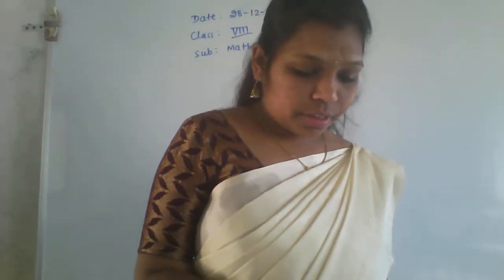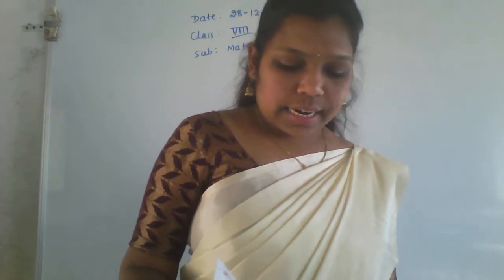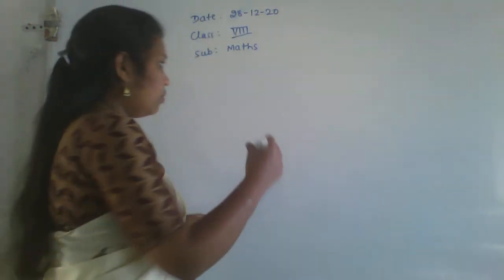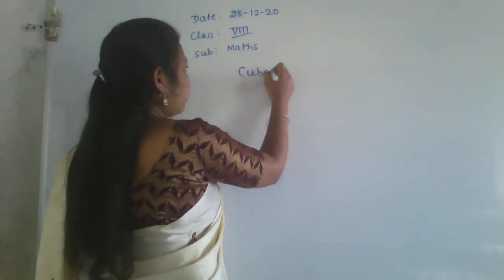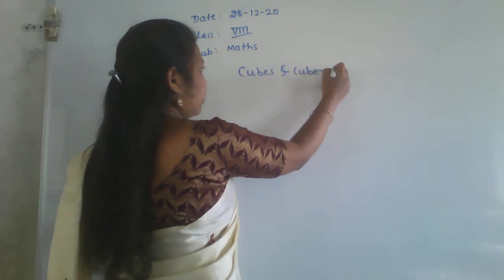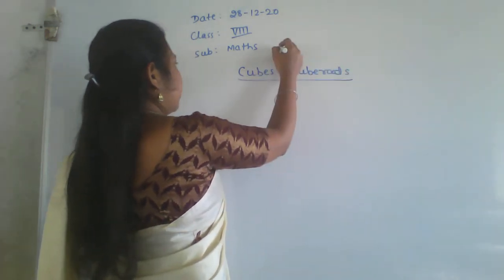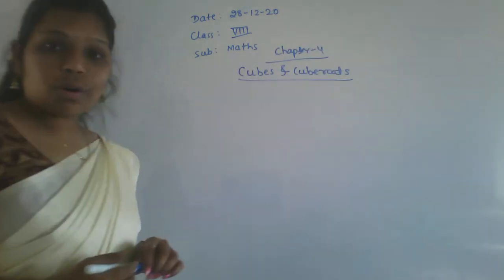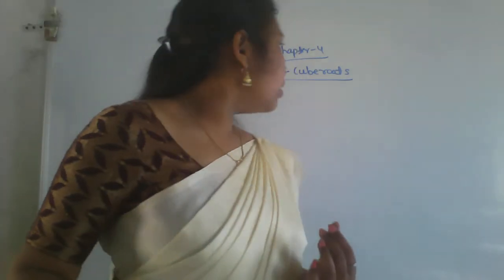So, in the last class, we discussed exercise number 3.4, right? And exercise that one, solve it yourself. I won't solve. Okay, directly we start with the fourth unit, that is the fourth chapter, cubes and cube roots. Chapter 4, cubes and cube roots.